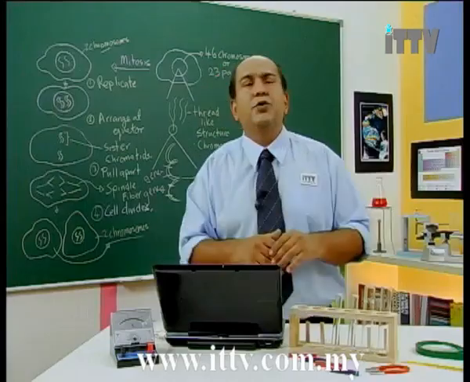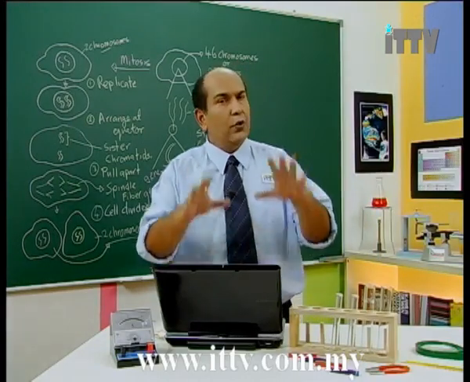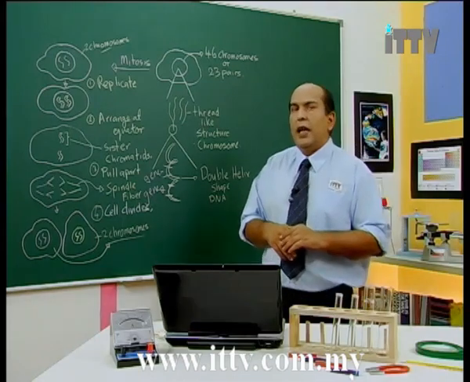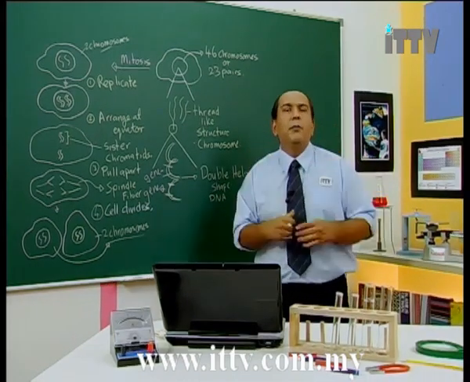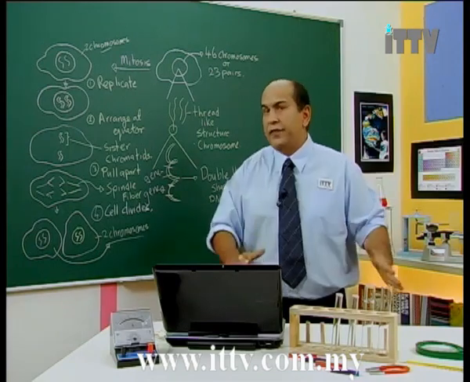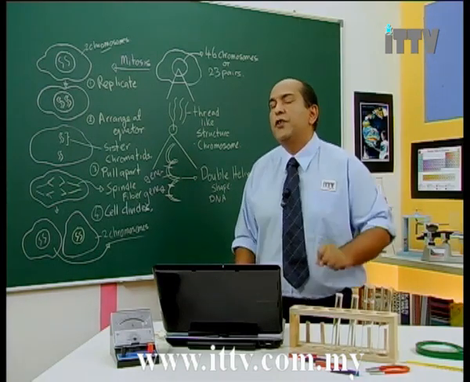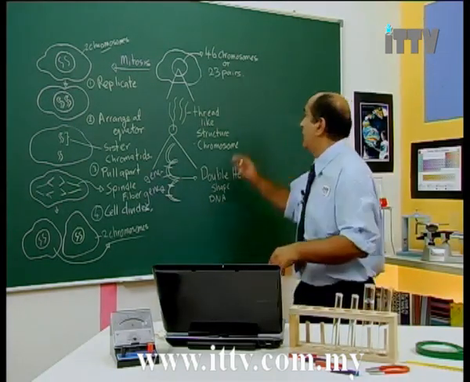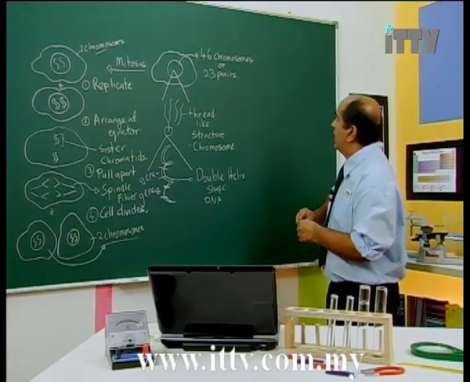So the key here is to see the process happening. So let's jump up to the board here and have a look at how meiosis occurs. Keep our eyes open for the half of the number and watch out for the 2 cell divisions. So let's begin with meiosis over here.